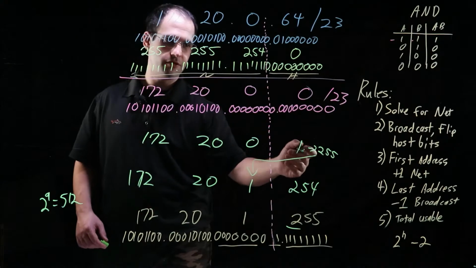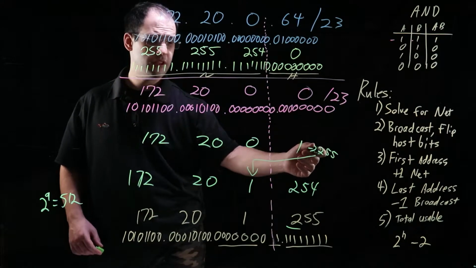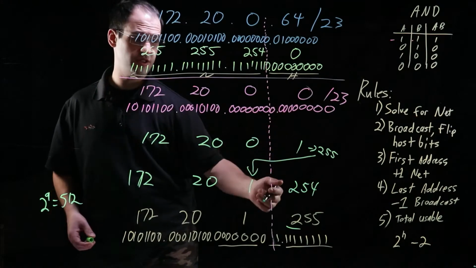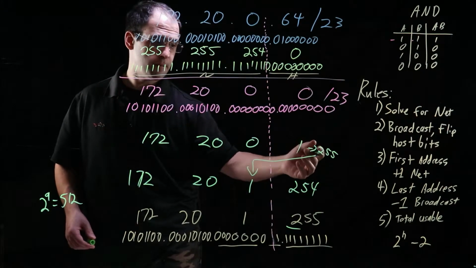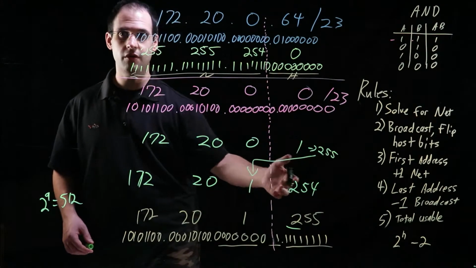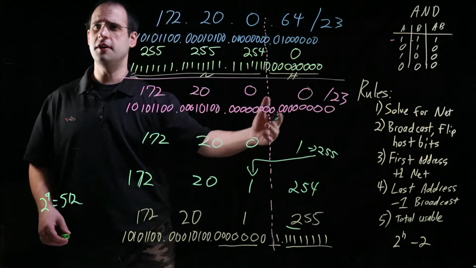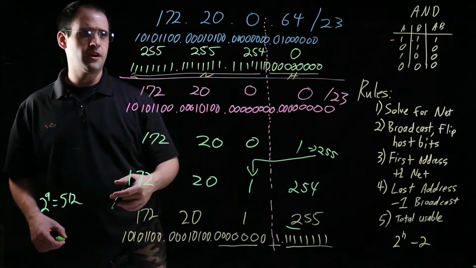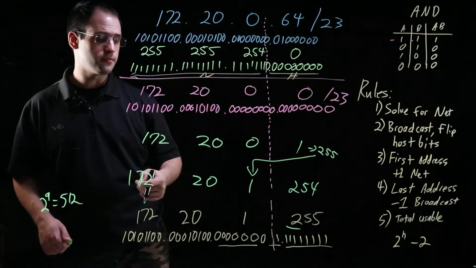So I've used up 1 to 255. I need what would be 256 or 257. It's actually 1.0 and 1.1, 1.2. So again, it's a little bit of a jump when you get into Class B networks.